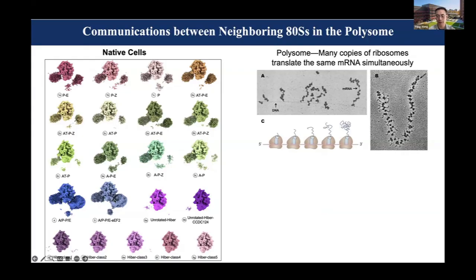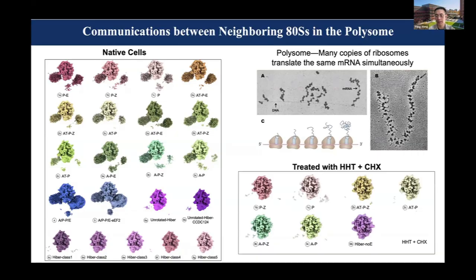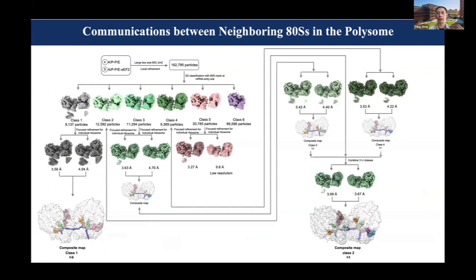This is in the wild type cells. When we inhibit the cell with the drugs I mentioned, we don't see this. It really means that during translation, you have polysomes. They may communicate, they may coordinate, they may collide, they may stall, but they always come together. So we focused on this. Again, we did the classification.